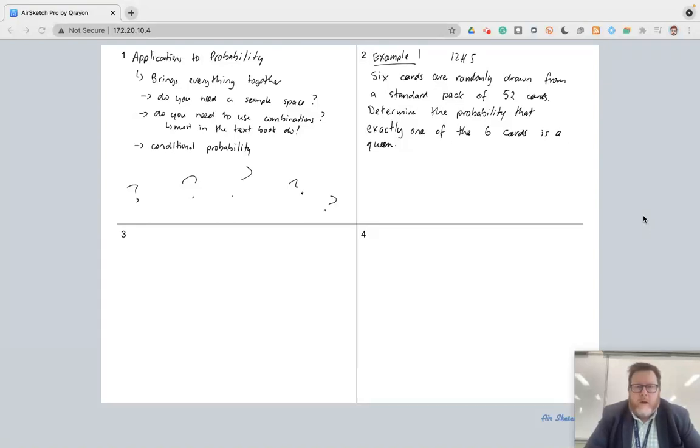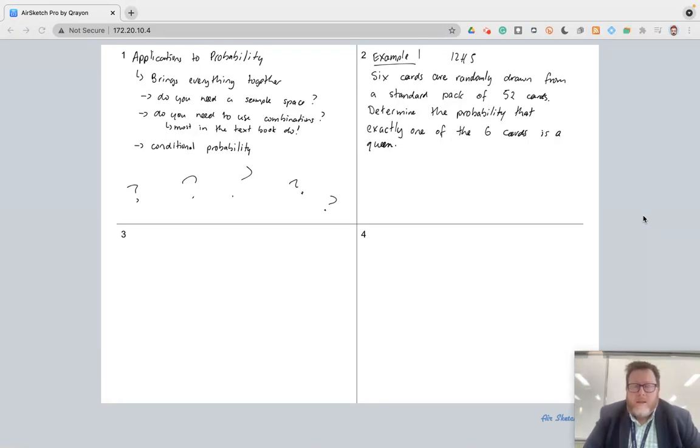Hi, so in the previous video, I just introduced everything, and now we're going to go through 3 different examples, one video per example. So this is example 1 here. I'll read it out, even though, of course, you could just pause it and read it for yourself. What do you do? 6 cards are randomly drawn from a standard pack of 52 cards. Determine the probability that exactly one of the 6 cards is a queen.